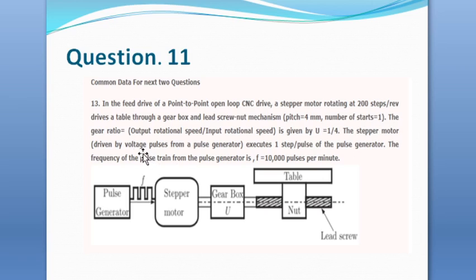The gear ratio, output rotational speed divided by input rotational speed, is given by U equal to 1 by 4. The stepper motor driven by voltage pulses from a pulse generator executes 1 step per pulse of the pulse generator. The frequency of pulse drive from the pulse generator is given as 10,000 pulses per minute.